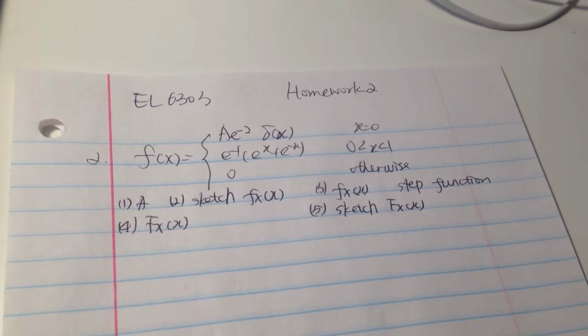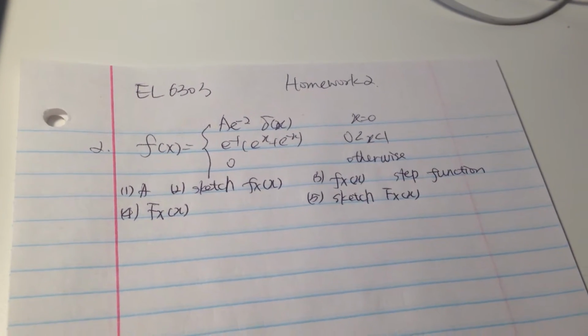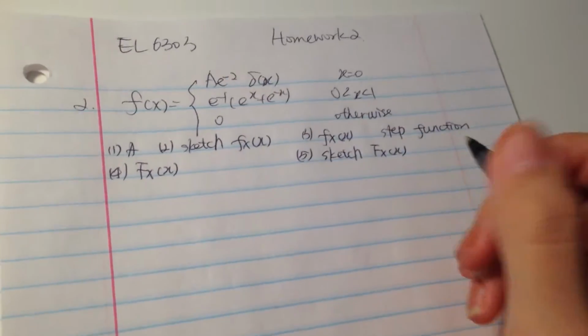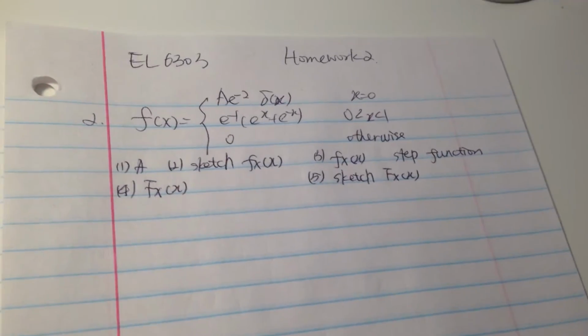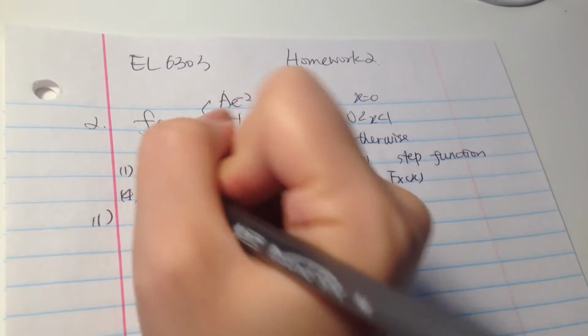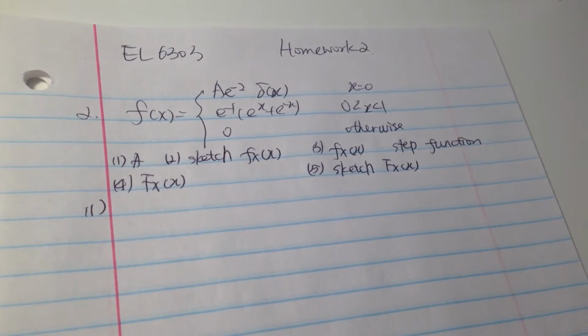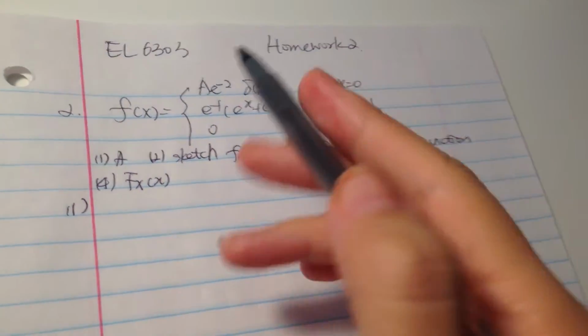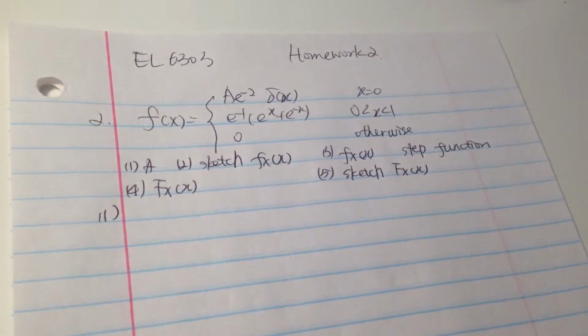I make this video for my class EL6303, and here's the second question in homework 2. First, we're going to solve the first problem. We need to find a so that this function is a valid density.